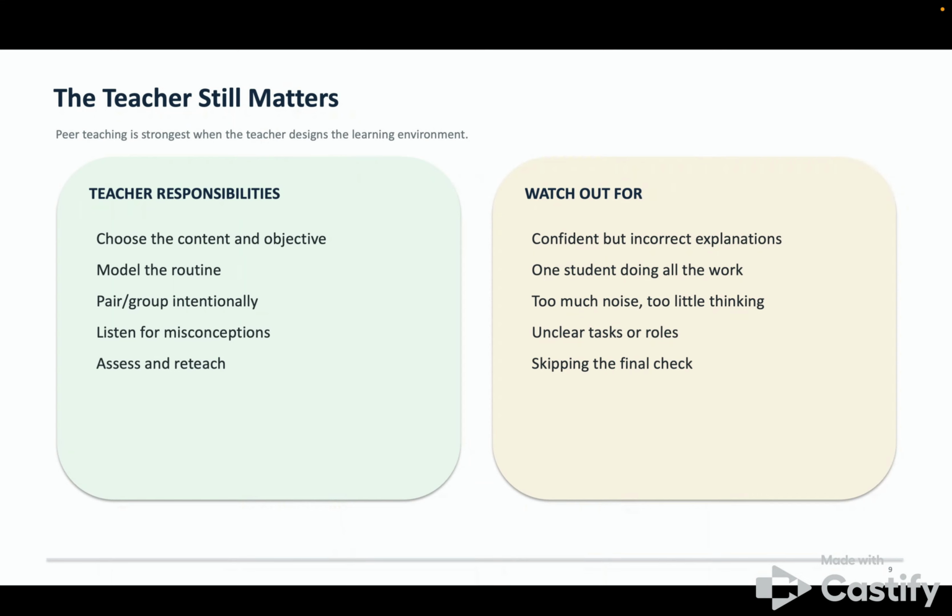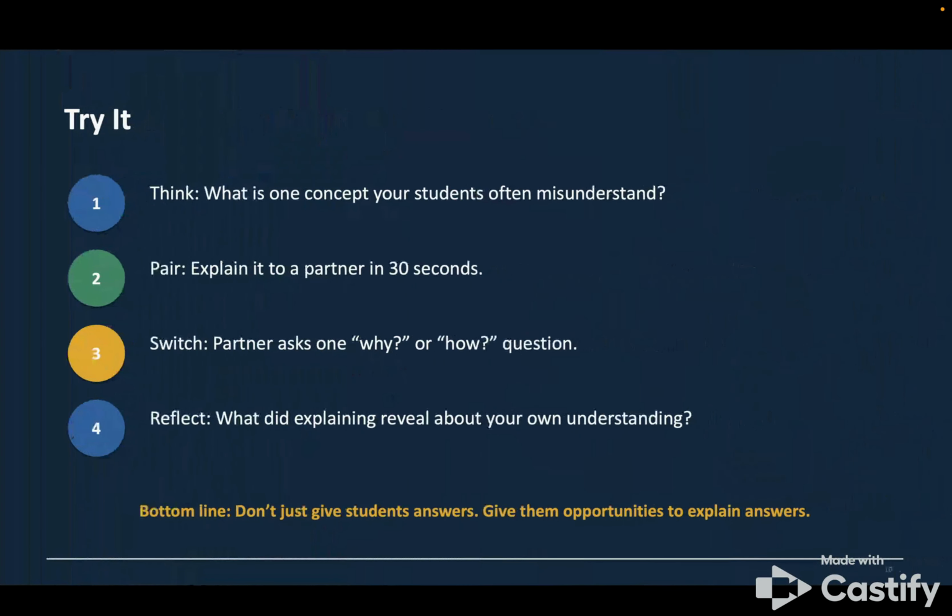At the same time, there are some things we need to watch out for. One student might dominate the conversation. Students might confidently explain something that is actually incorrect. The classroom might become loud without actually becoming productive. Or students may complete the activity without actually learning anything. That's why structure is so important. Good peer teaching isn't less teaching, it's different teaching.